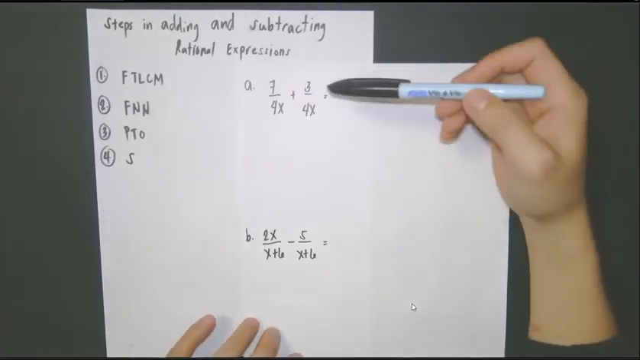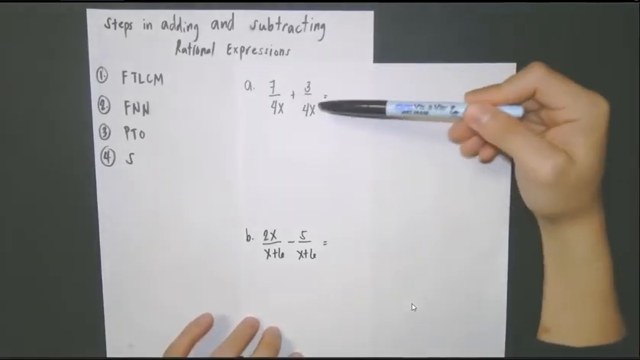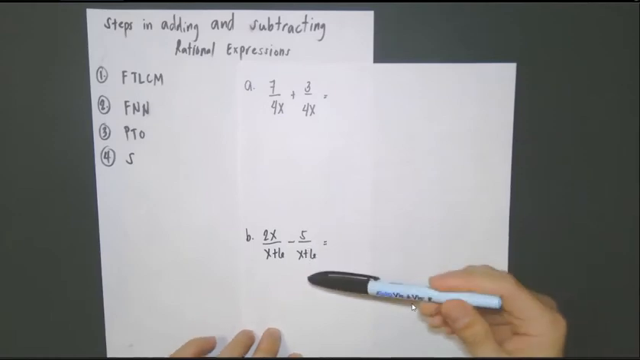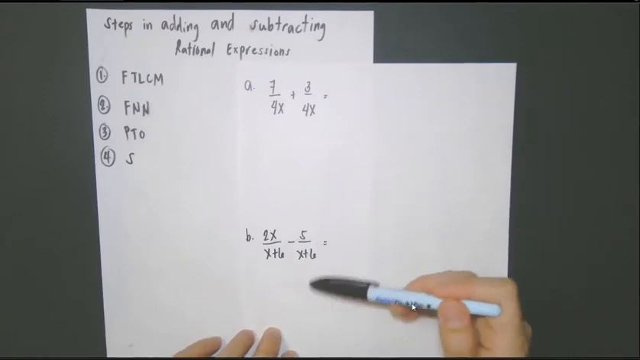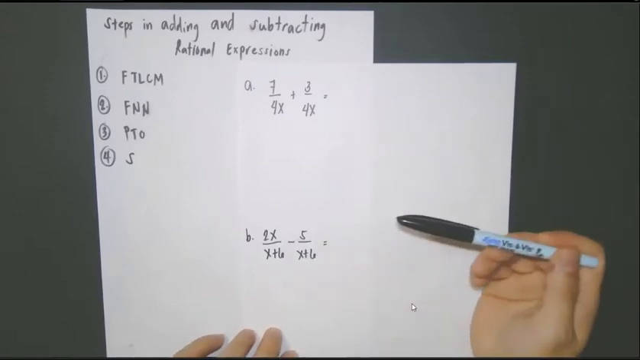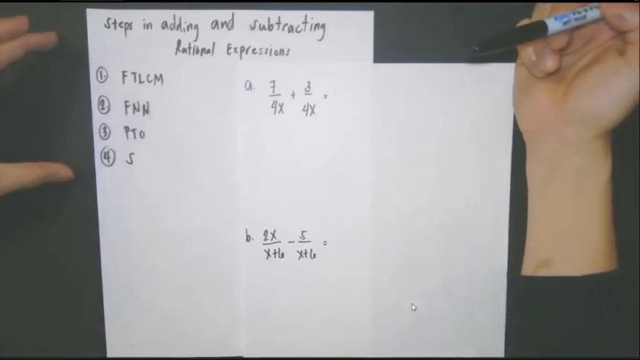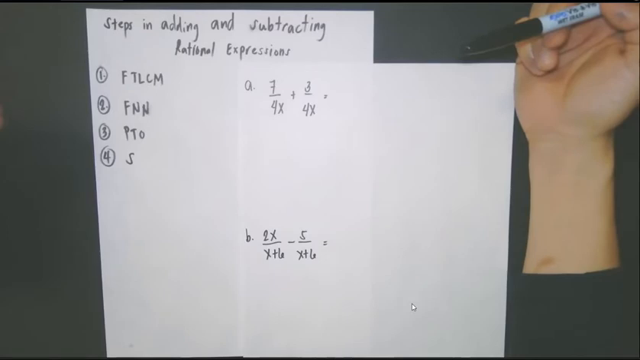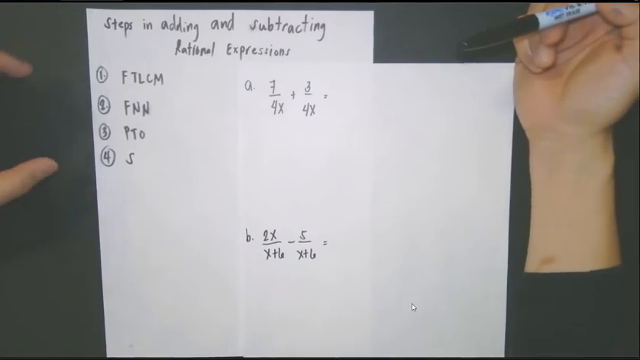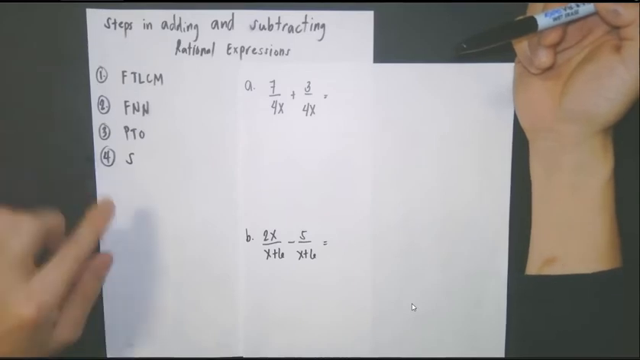So the problem is 7 over 4x plus 3 over 4x, and 2x over x plus 6 minus 5 over x plus 6. Now, when we are adding or subtracting rational expressions, we need to follow some certain steps. And I have created here acronyms for the steps that we need to follow.